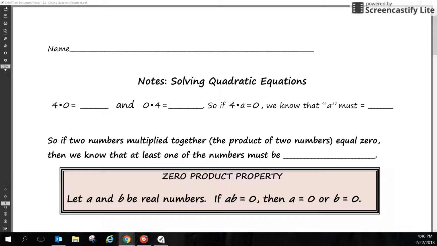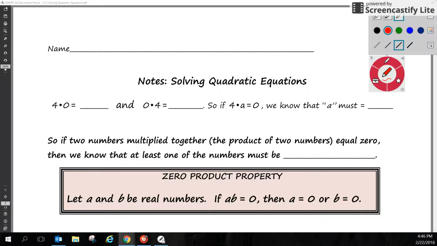Hi, these are the notes for February 21st. We're going to be solving quadratic equations. Today we're going to be solving them by factoring.